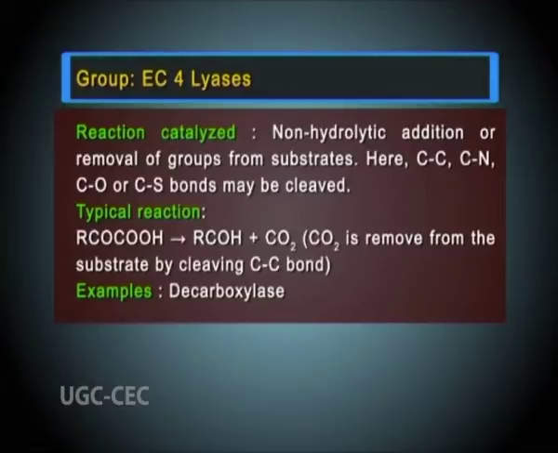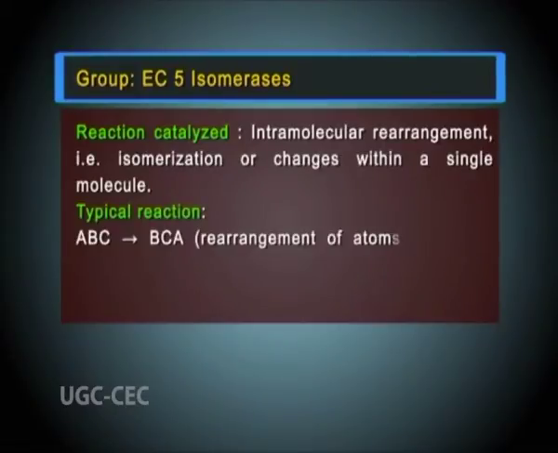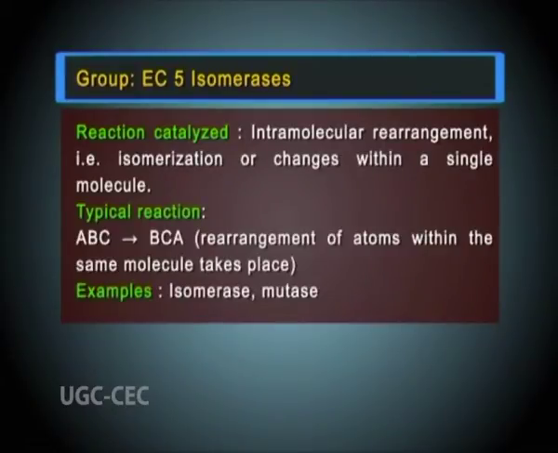Examples are decarboxylases. Next, group EC 5, isomerases. The reaction catalyzed is intramolecular rearrangement, that is, isomerization or changes within a single molecule, for example ABC giving BCA. Here rearrangement of atoms within the same molecule takes place. Examples are isomerase and mutase.